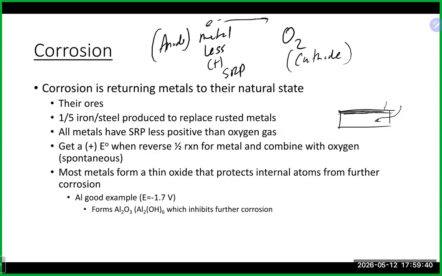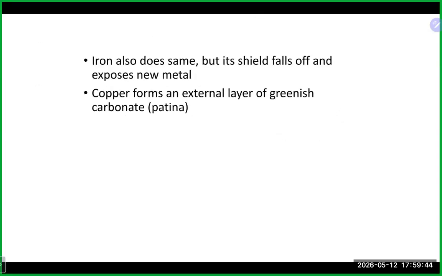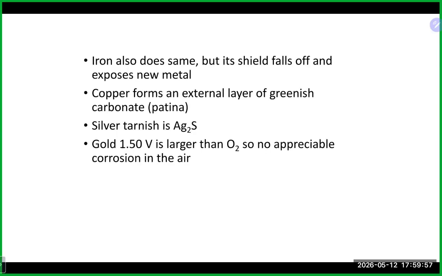The problem is when you do that with iron and you make rust, the rust falls off, and it exposes fresh new metal underneath. You continue to get corrosion and go through further. Copper also forms a nice greenish, sometimes expensive-looking patina when it goes through corrosion. Silver will tarnish and form silver sulfide.